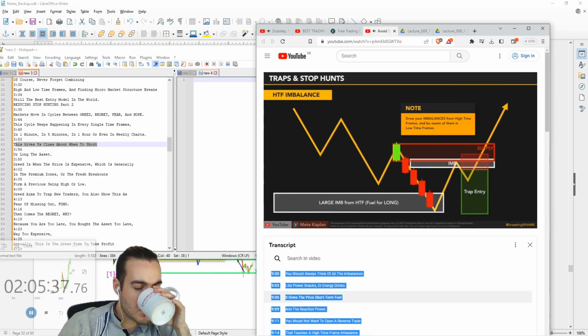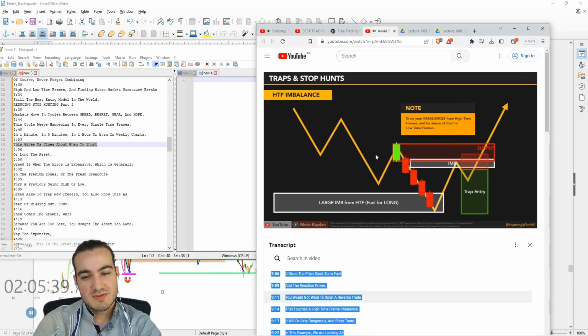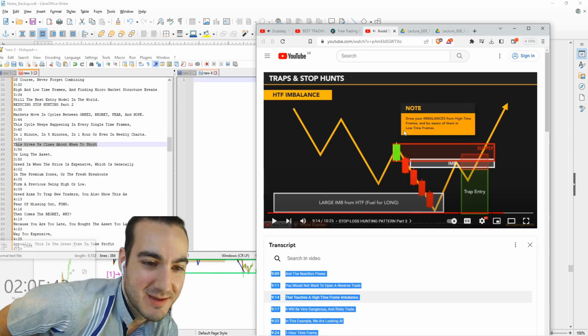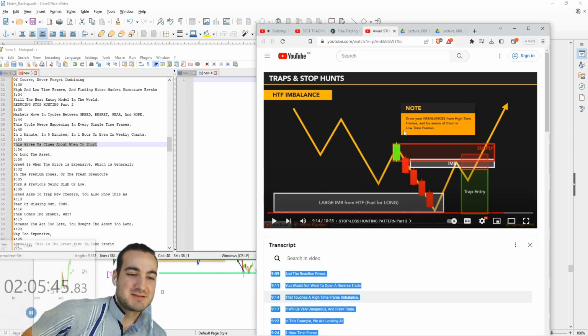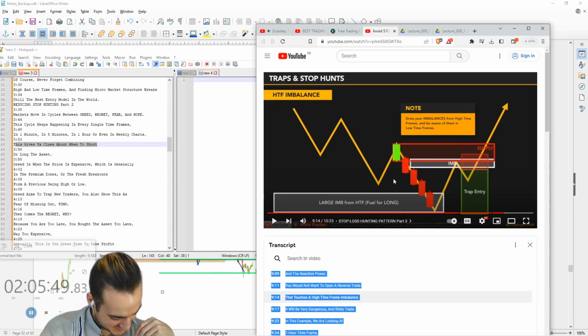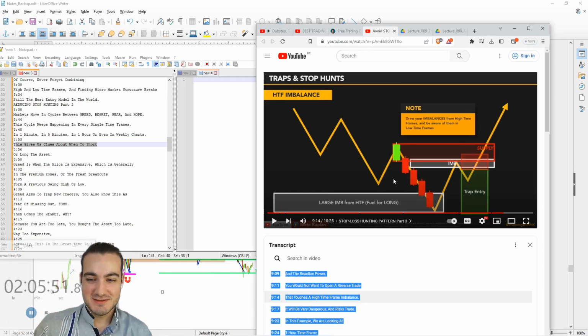It gives the price short-term feel and reaction power. You would not want to open a reverse trade. That's really funny. Imbalances are like energy drinks or protein bars. They give price all the energy it needs.